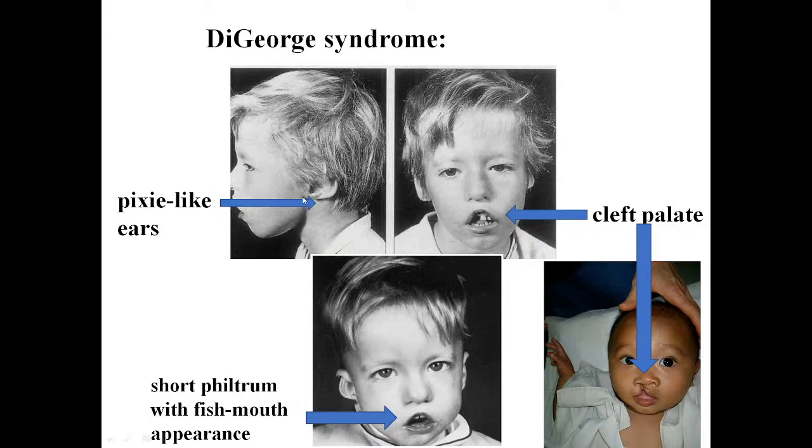Pixie-like ears, they are small, like in pixies. Cleft palate, or like here, cleft palate. The palate is dissociated into two parts. And short philtrum. Philtrum is a space between the upper lip and nose. So they have a short philtrum with fish mouth appearance. The mouth is very small.